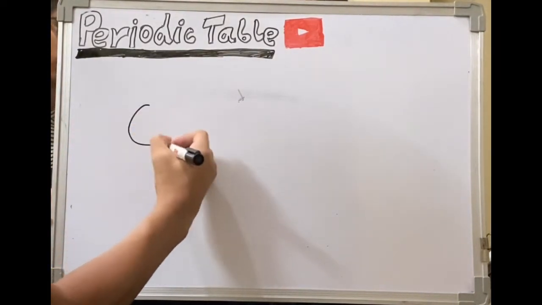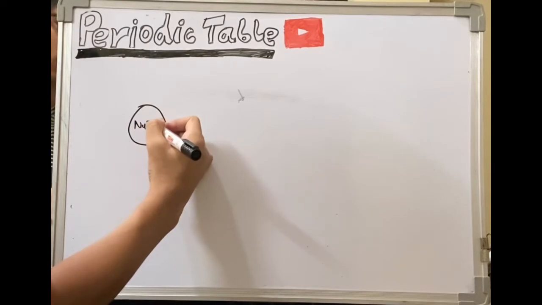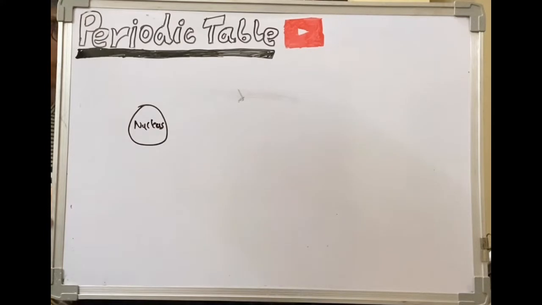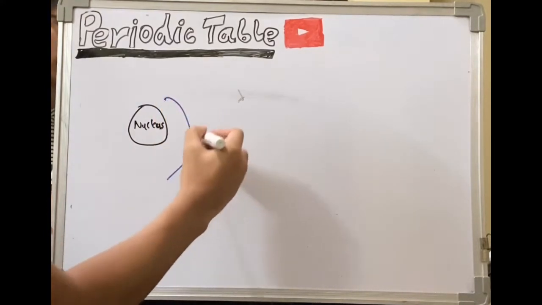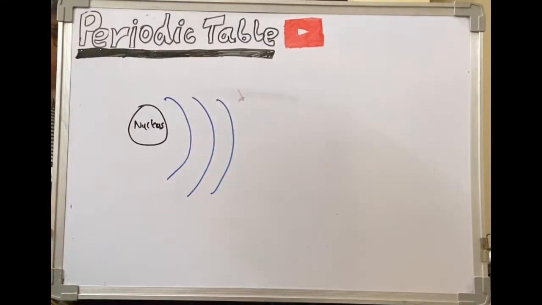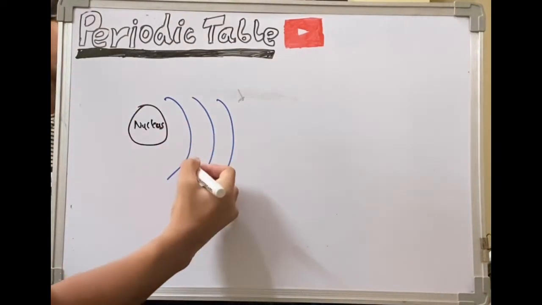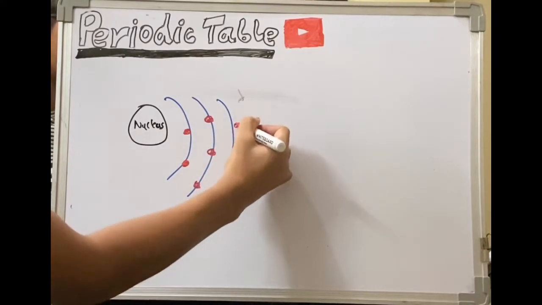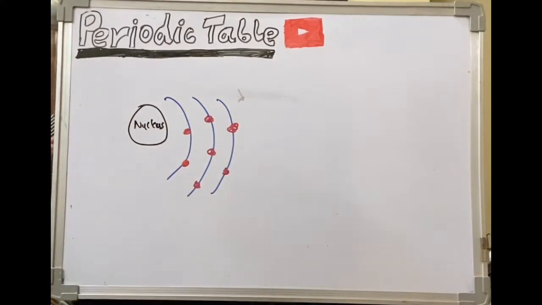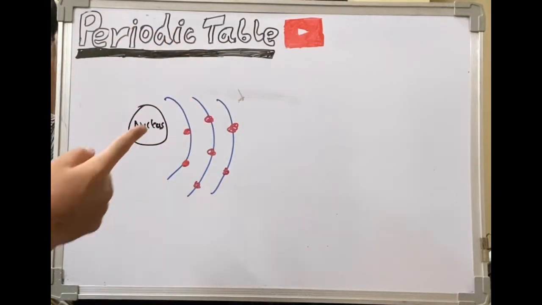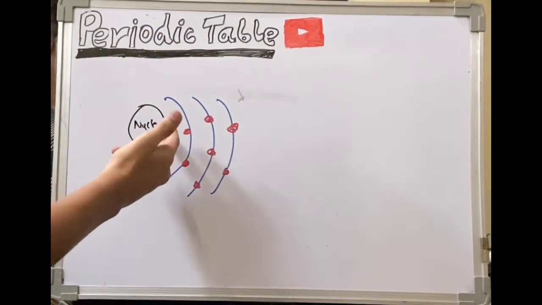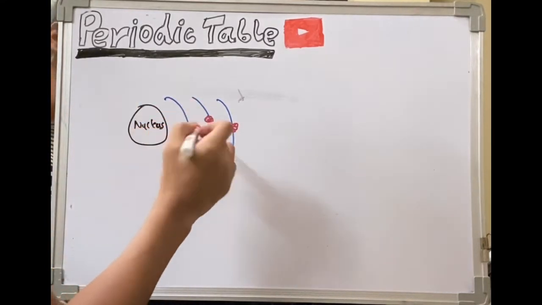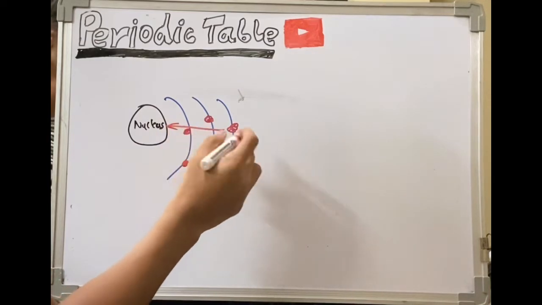Now we all know that an atom has a nucleus which is surrounded by orbits, right? And these orbits have electrons which are negatively charged. Because of the presence of protons in the nucleus, these electrons are attracted toward the nucleus, which is also known as the nuclear charge. So these are attracted towards the nucleus.